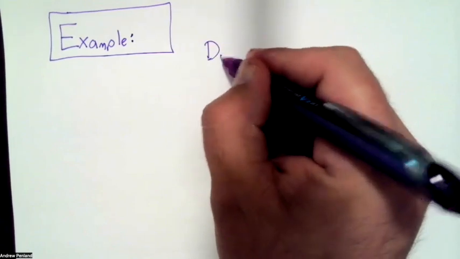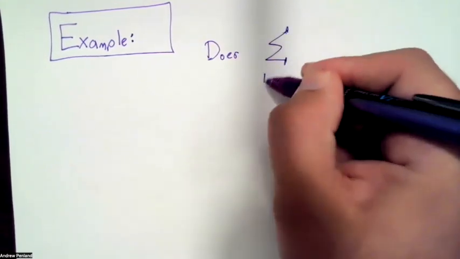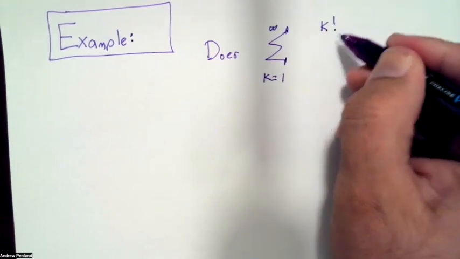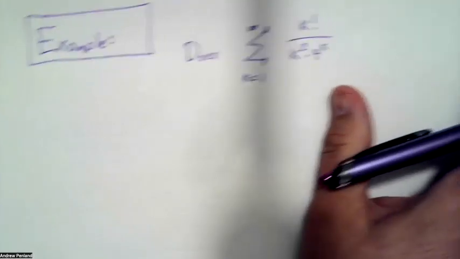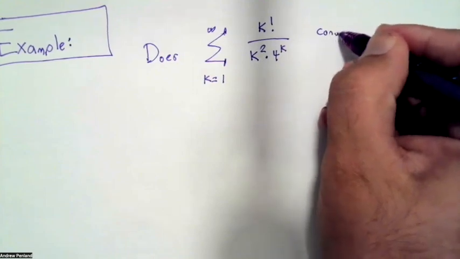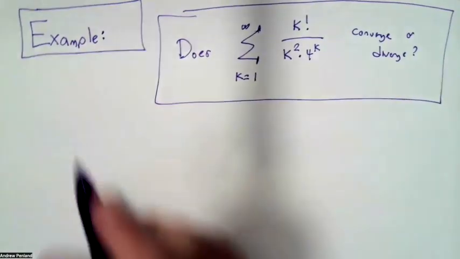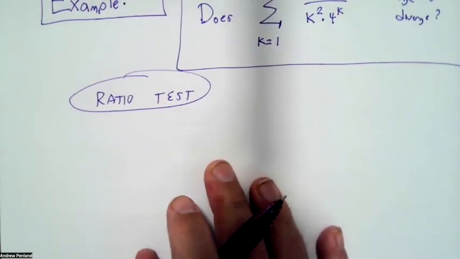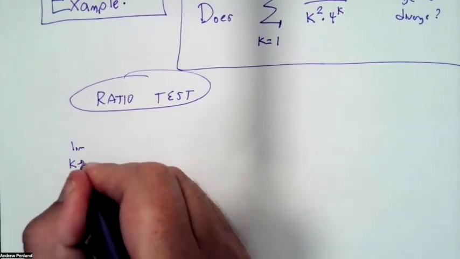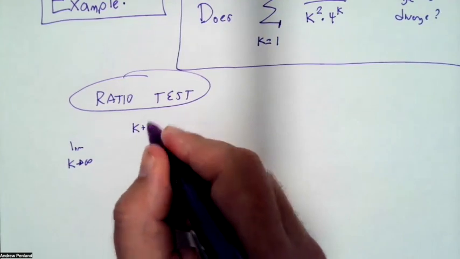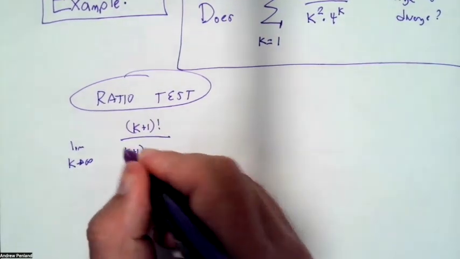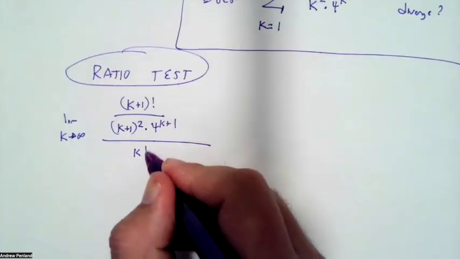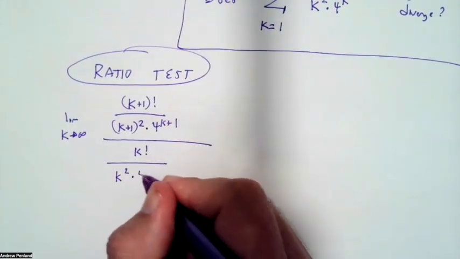Let's look at one more example. Let's look at the sum from k equals 1 to infinity of k factorial over k squared times 4 to the k. And let's ask, does this converge or diverge? So when we look at this, if we're going to use the ratio test, which seems like a reasonable thing to do, we're going to be looking at the limit as k approaches infinity of k plus 1 factorial over k plus 1 squared times 4 to the k plus 1 all over k factorial over k squared times 4 to the k.